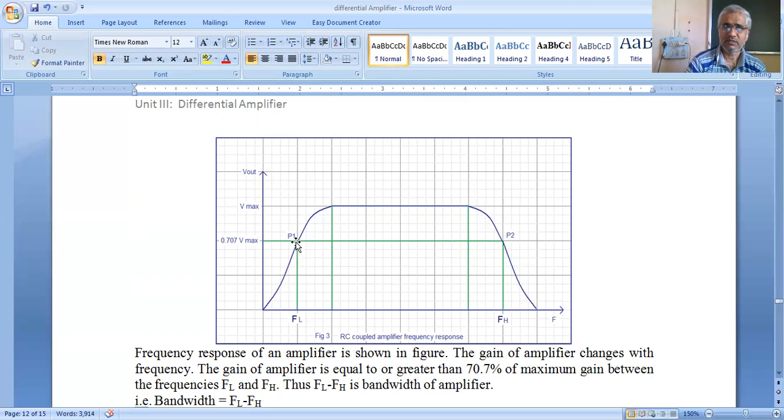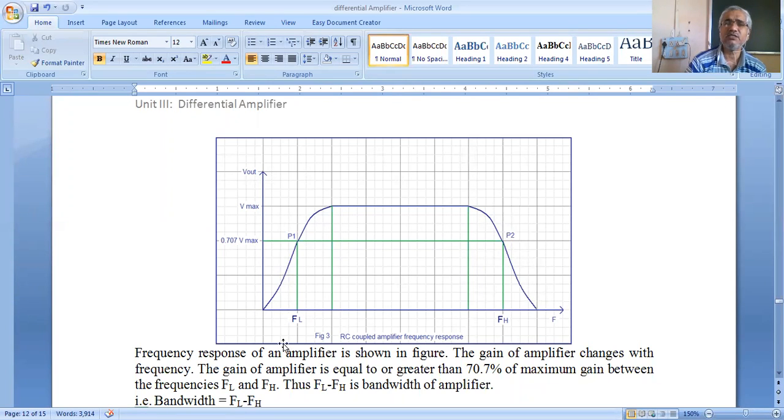Below 70.7% of maximum gain, these frequencies are not considered for amplification because the amplification is very low for these frequencies. So from 0 to FL, the gain is very low. From FH onward, the gain is again lower. So at lower frequency there is a fall of gain, and at higher frequency again there is a decrease in gain. But the gain is constant over a range from FL to FH.